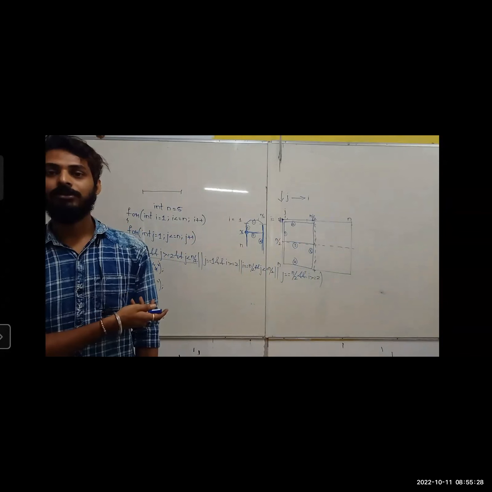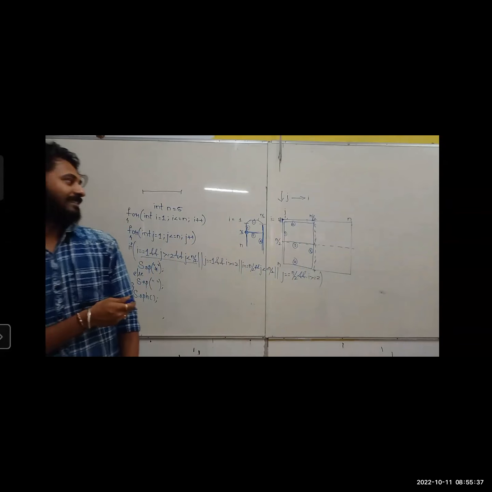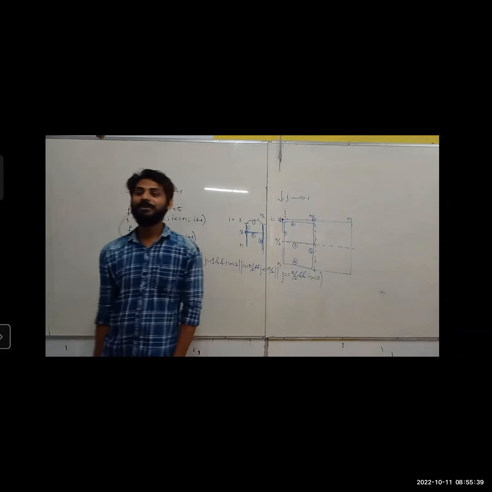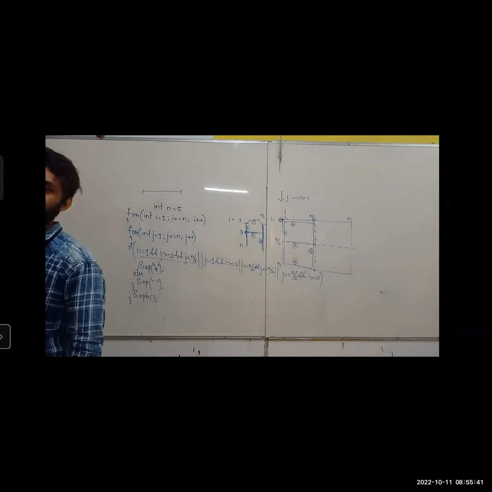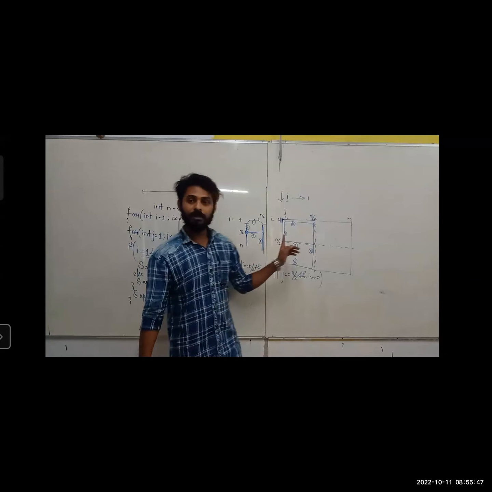If not n, what will you write? Which one? Fifth line. I have not gone there. Before that only you stopped me. Okay. So if I consider the fifth line, that is j equal to n by 2. That's it. Only j equal to n by 2 if I want to print this.